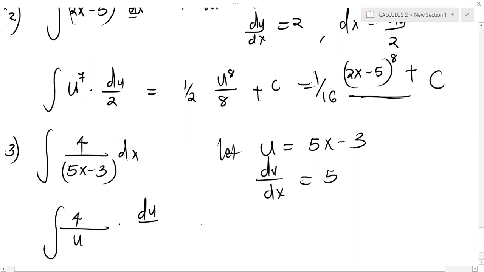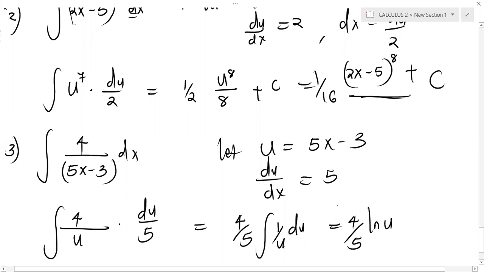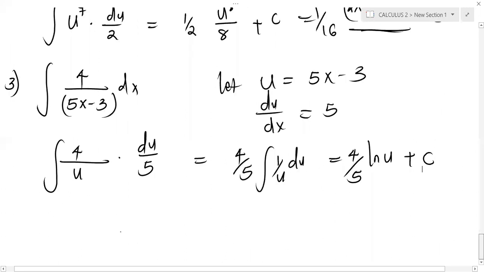So this is basically 4 over 5 integral of 1 over u du. This is 4 over 5. The integral of 1 over u is ln u plus c. But now we need to write it back in terms of x. So this is basically the same as 4 over 5 ln of the value of u, which is 5x plus 3, plus c.